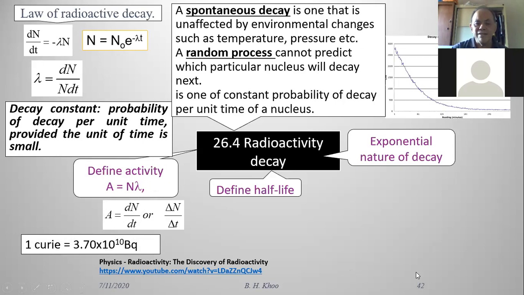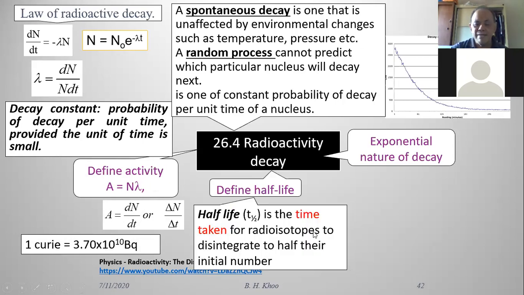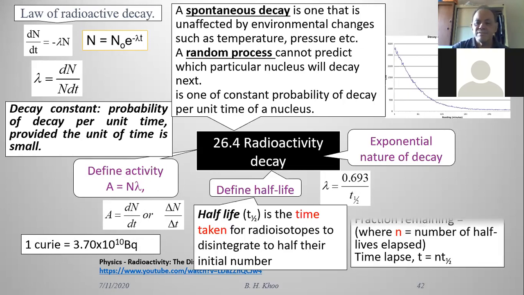Right? Know what is half-life? Right? The time for the radioisotope to disintegrate to half their initial number. Right? Lambda is 0.693 over T half. So know what is the fraction remaining. Right? N over N naught. N is the number present at time T. The number remaining divided by N naught is the fraction, 1 over 2 to the power n. Right? And then n is the number of half-lives, then T is n times T half.